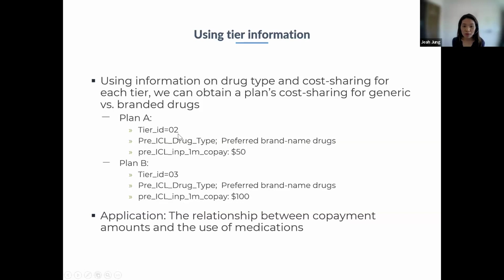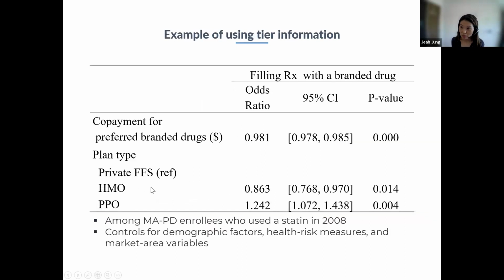If I'm going to look at where enrollees in Plan A are, I would hypothesize that they are more likely to use brand name drugs compared with Plan B. So actually, we did some analysis. We did some study. We picked up the MAPD only. This is a small study, MAPD only, using the study year 2008, and then we actually constructed the copayment for preferred brand name drugs for each plan, and then our dependent outcome variable was an indicator of filling a prescription with a brand name drug. These are all statins, the branded statins.